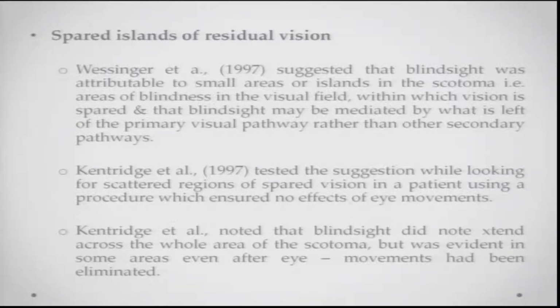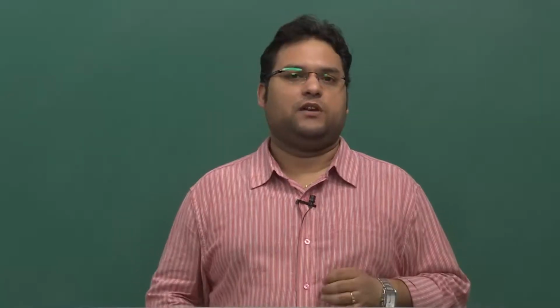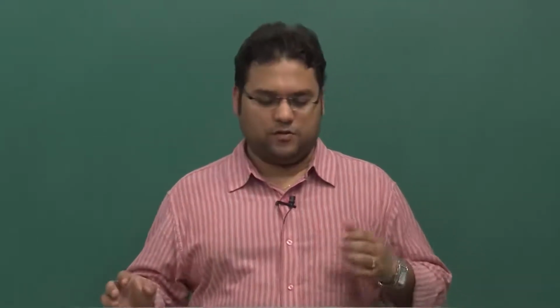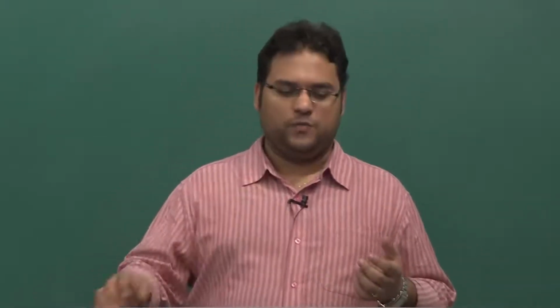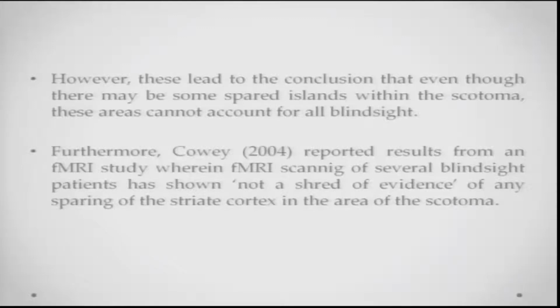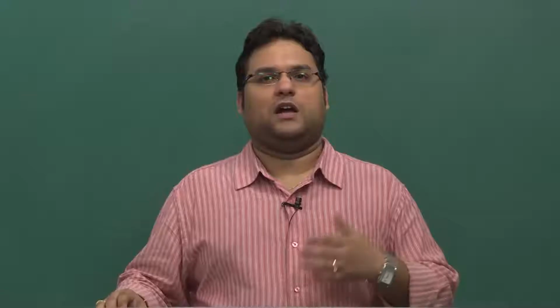So, again there are particular areas in the scotoma, particular areas in the blind region, wherein blind sight is actually active. Are these the same areas wherein the people are experiencing something, or is the spared island thing true? So, this could only lead to the conclusion that even though there might be some spared islands of vision within the scotoma, these areas could not account for all phenomena in blind sight. They could not account for movement or other things like that.